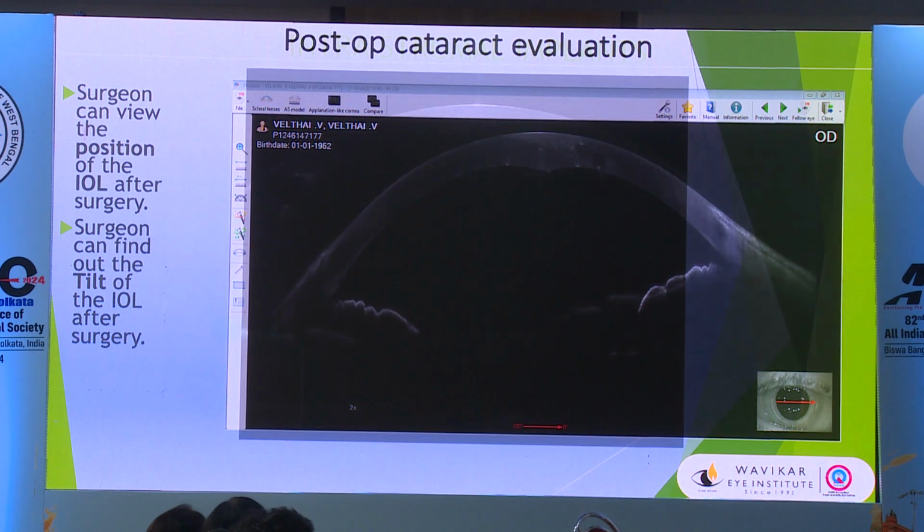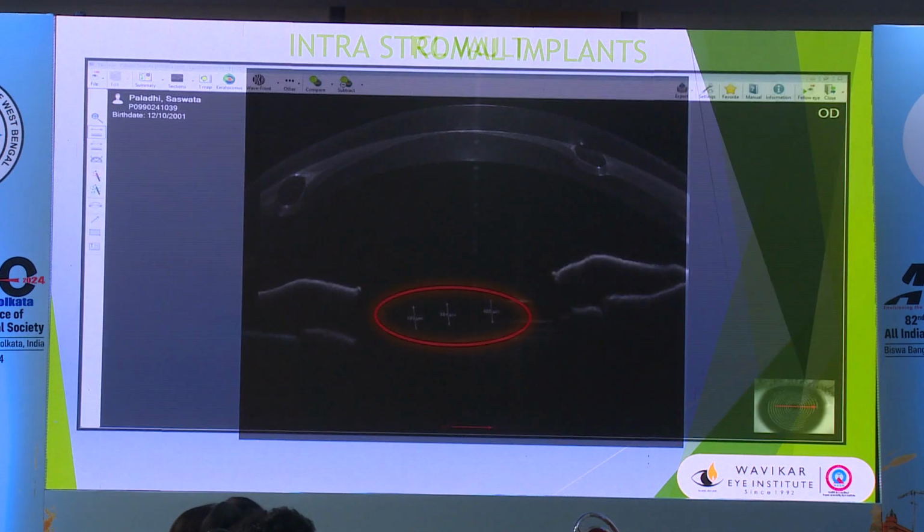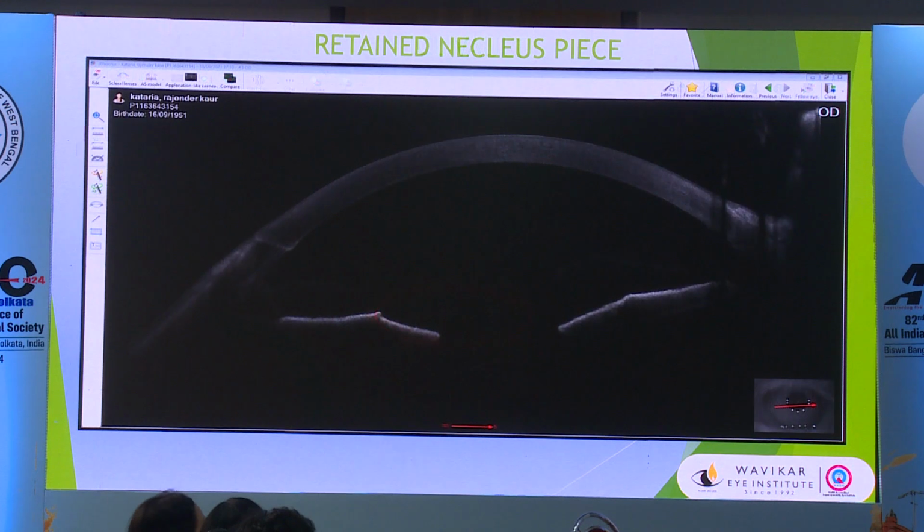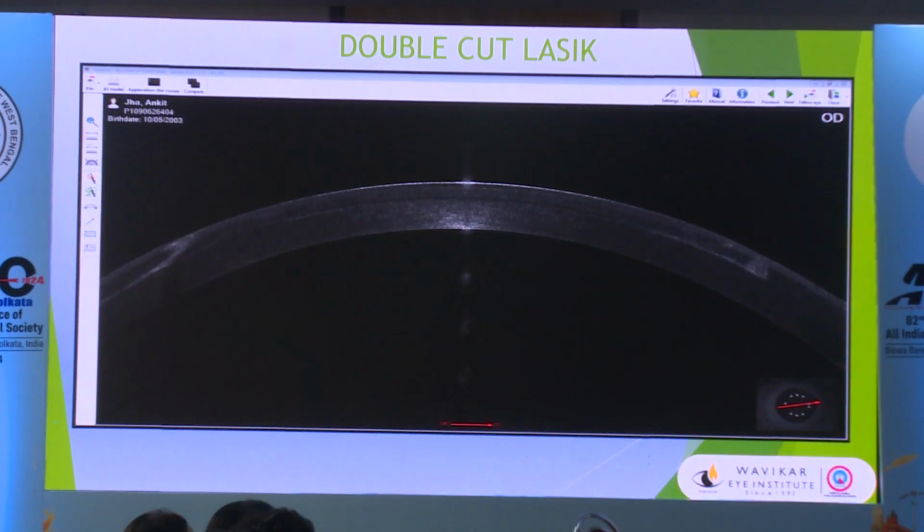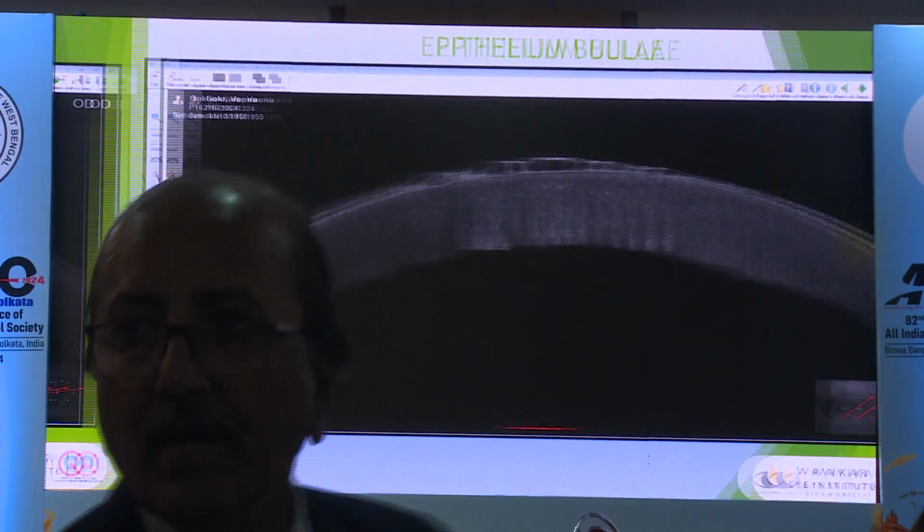OCT images: Intacs, ICL vault, retained nucleus piece, DMD, double cut LASIK. There are 2 cuts of LASIK, first aborted, second completed.